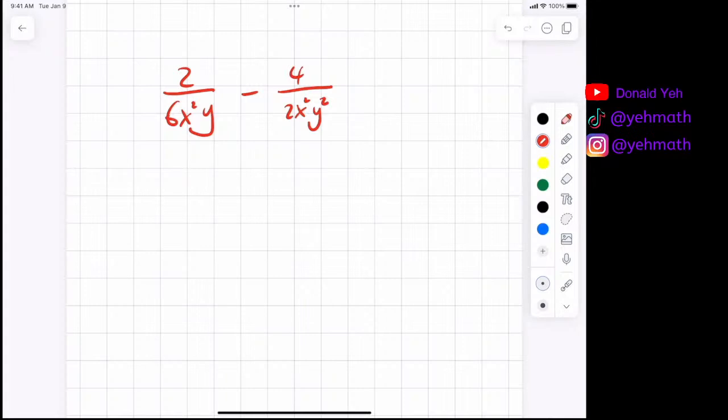Well, if you're adding and subtracting, you look for a common denominator. Now the problem is 6x squared y and 2x squared y squared. That's hard to figure out what the common denominator is. But don't look at it as the whole thing. Look at a number first. So we're going to decide the common denominator here. What's the least common denominator of 6 and 2?